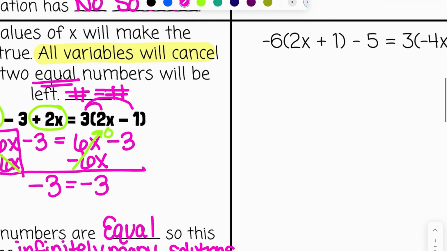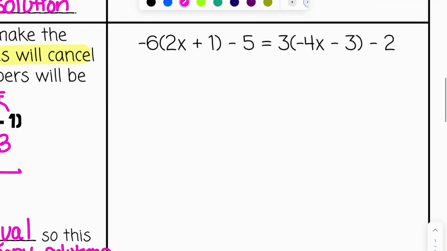All right, pause the video and give this equation a try. There's a lot going on in that equation. And then come back and let's see if you got it right.